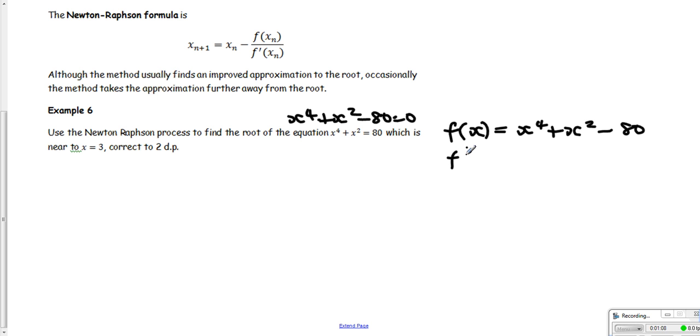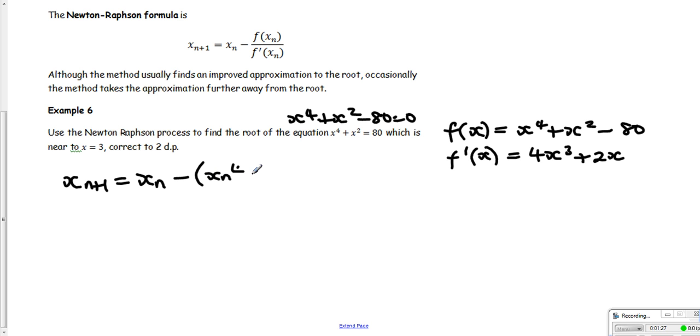So first thing we need to do is work out f dash of x. Differentiating this, we get 4x cubed plus 2x. So our iterative formula will look like this. We'll have f of xn on the top. So that's xn to the 4 plus xn squared minus 80.